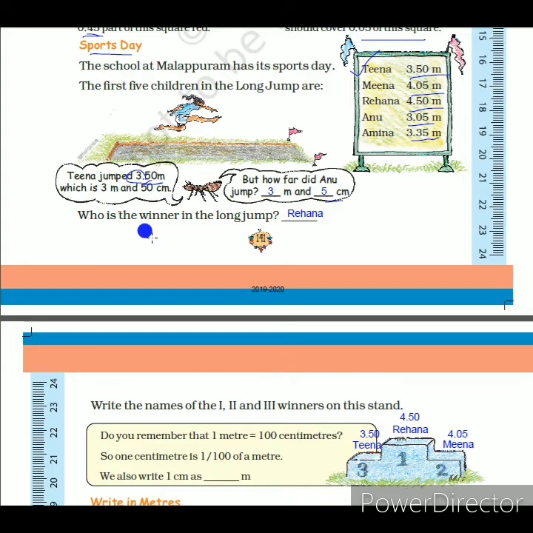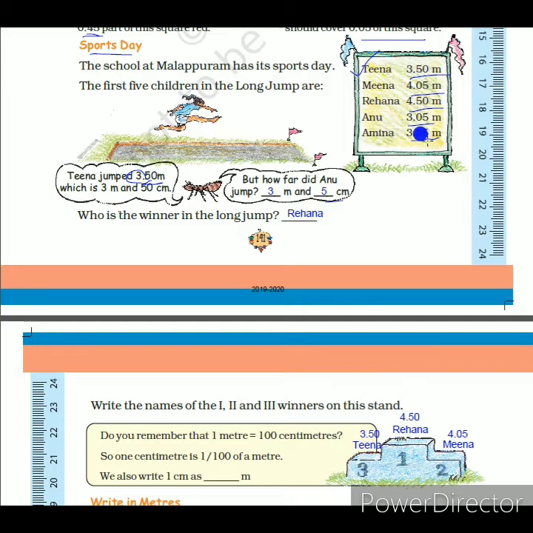Now, who is the winner in the long jump? To find the winner, that means who scored the longest jump, we have to find it out from this box, from the scoreboard. So observe the numbers. First one, Tina's 3.50. Which number is the greatest number? Find out. 3.50, 4.05, 4.50, 3.05, 3.35.